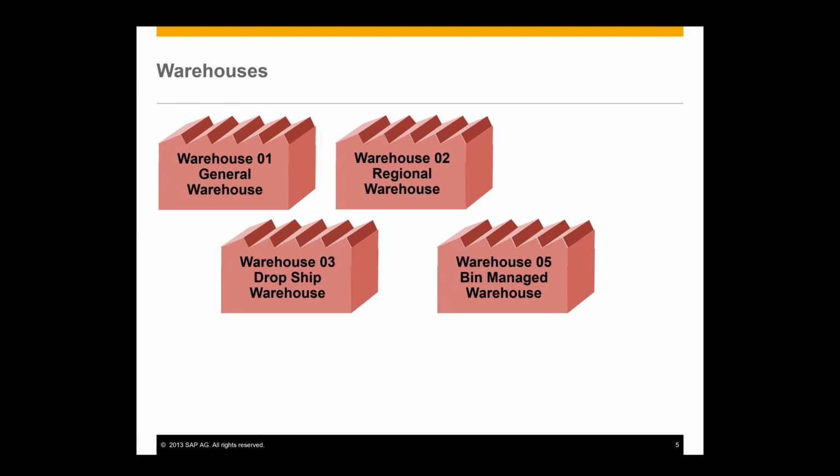This is an example of a warehouse setup at a company that we're going to use for demo purposes. I've got 4 warehouses: warehouse 1, 2, 3, and 5. You can see warehouse 3 is defined as a dropship warehouse. I've got 2 standard warehouses, my general and my regional, and then I have one called a bin managed warehouse, so we can show you how bins are set up and managed in the system.